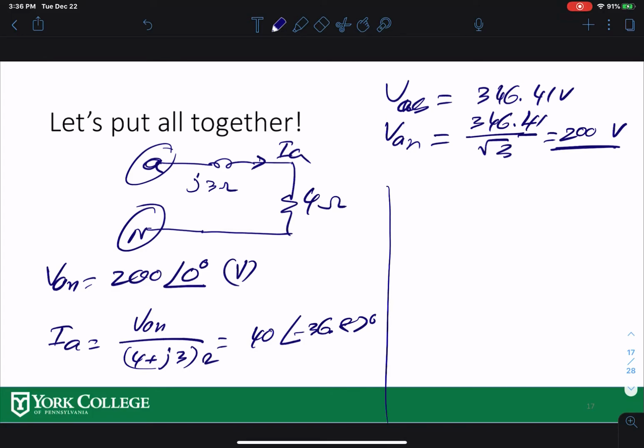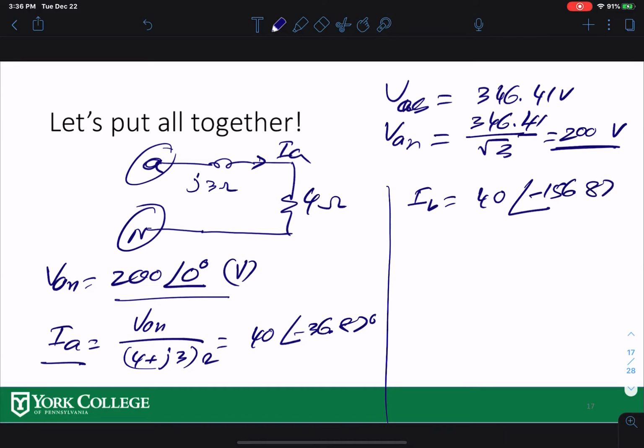Once you get the current over here, you can find all other quantities. Now I know IA, so I can find IB and IC. IB should be the same magnitude and negative 120 degrees from here. So negative 36.87 minus 120 would give you negative 156.87 degrees. Now you should be able to find IC, right?